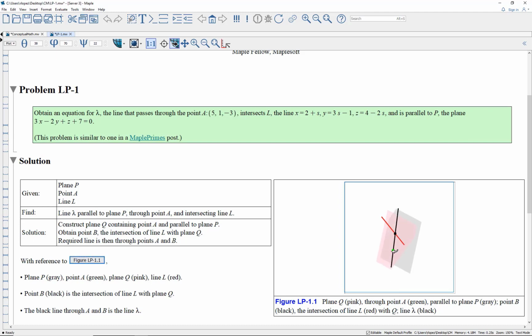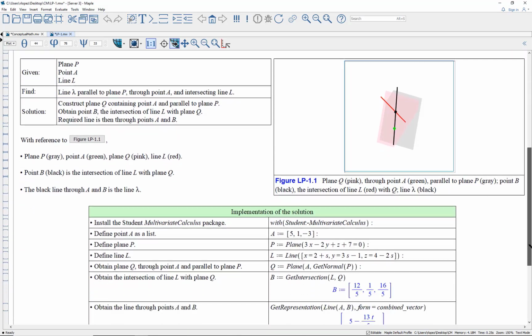Okay, so this point is the given point. A line has to pass through it, has to lie in this pink plane. The pink plane is parallel to the gray plane, and it intersects this red line. The red line has to intersect the pink plane too, and that's how you get your second point on the line. So let's implement that thinking.